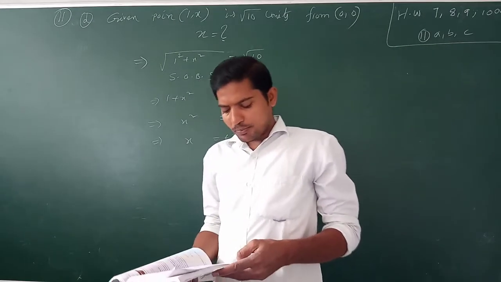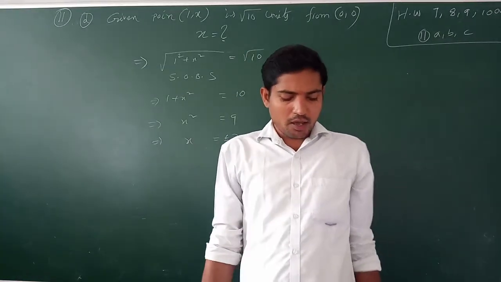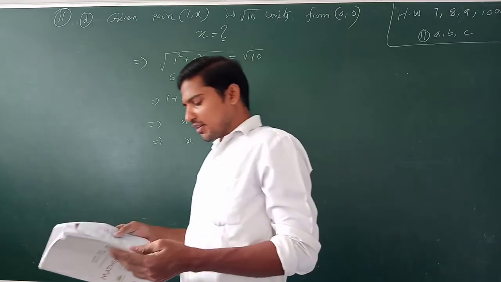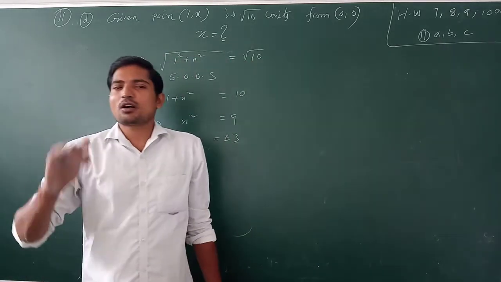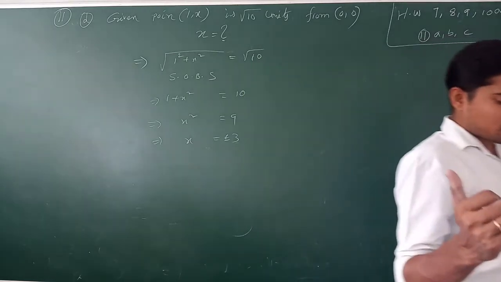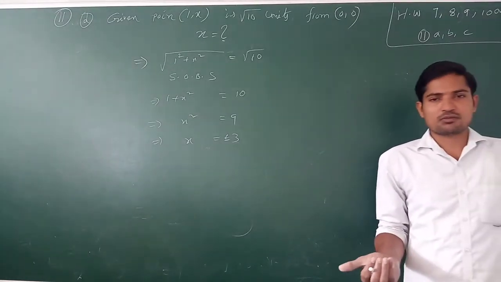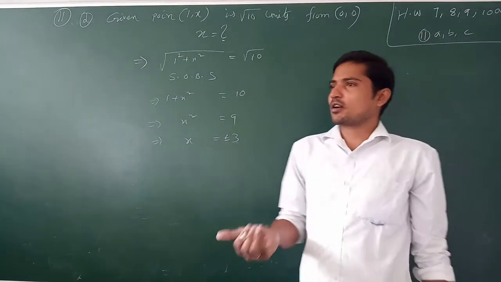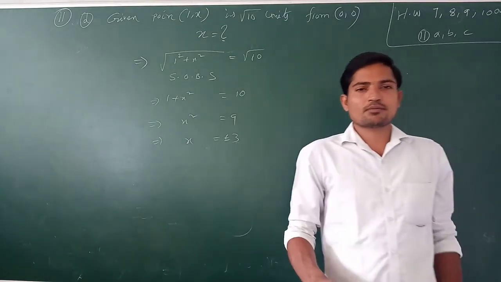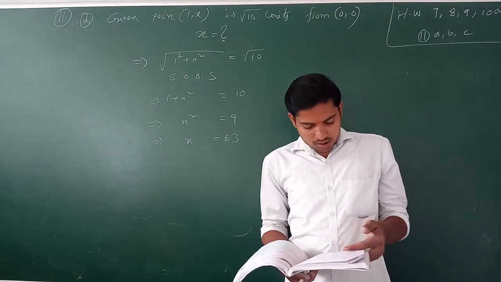So next, 12th problem. A and B, 2 points are given, then find the distance between them. Here the x coordinates are 0, so the distance between the 2 points is the difference of their y coordinates. So 5 minus 3 equal to 2 is the distance between the 2 points. Now 13th one.